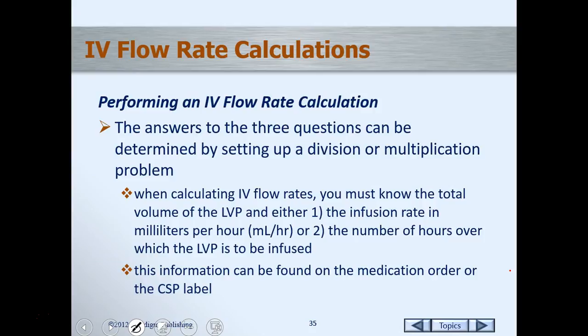So to answer the 3 questions when calculating IV flow rates, you have to know the total volume and the infusion rate. The information can be found on the label.